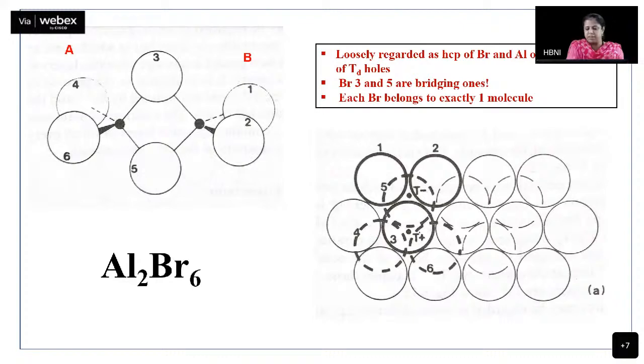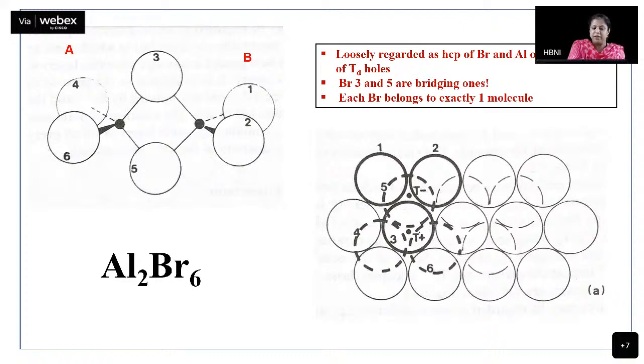So this is how 1, 2 and 4, 5 are lying in the first and the third layer, so they are AA layers. And 3 and 5 are the center layer, which is lying on the triangular wall. So 1 is lying directly over 4, 2 is lying directly over 6, and 3 and 5 are the bridging bromines of the Al2Br6 unit.